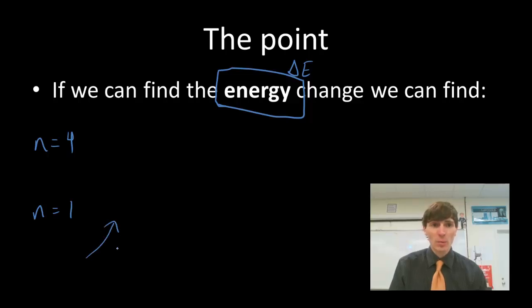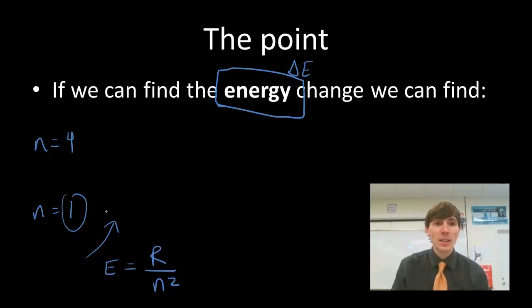Remember that we can find that energy: the energy is going to be equal to the ionization energy, remember, that's the energy needed to remove an electron, divided by n squared, which is just the energy level squared. So we can find those little energies, E1, E2, and we can find the change in energy.